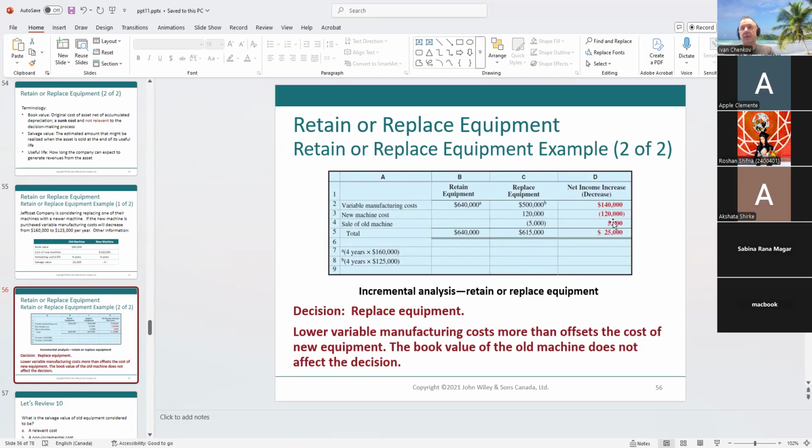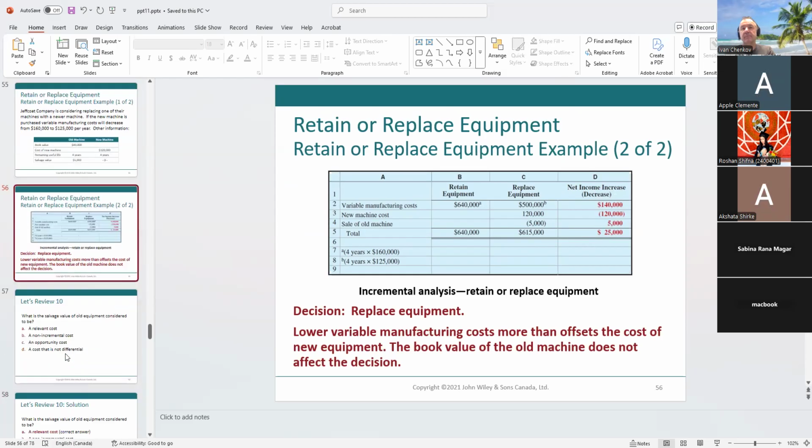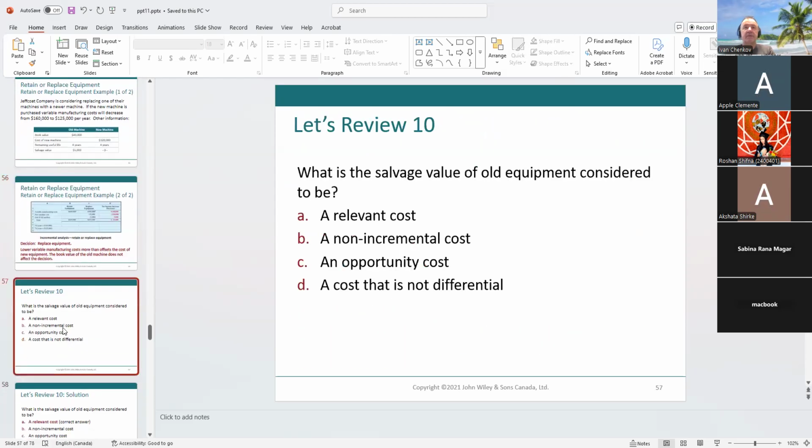So the incremental analysis will be $140,000 saving from the variable cost. 120,000 we have to pay for the new machine, and $5,000 is going to come from the salvage value. In total, we're saving 25,000. Question for you here.